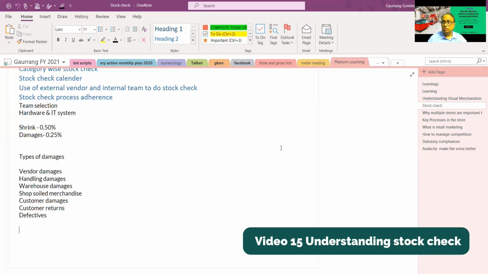So this is all about the stock check process, and let me tell you, you being the retail professional, you should have complete control on your shrinkage. If you are able to control your shrinkage, even if you don't have higher sales, you will be appreciated for your effort. And for retail business owners, it is extremely important that they must have a system to do stock check.